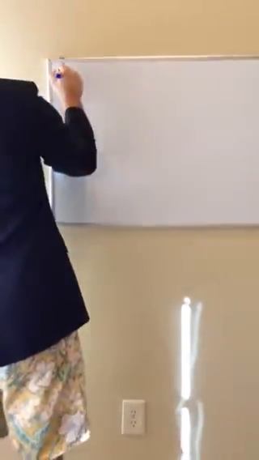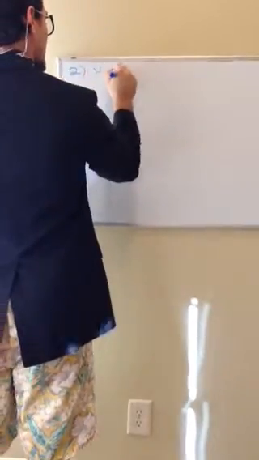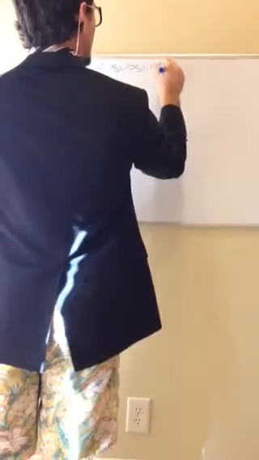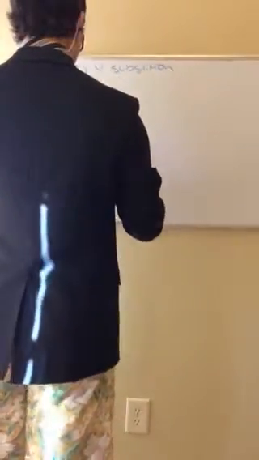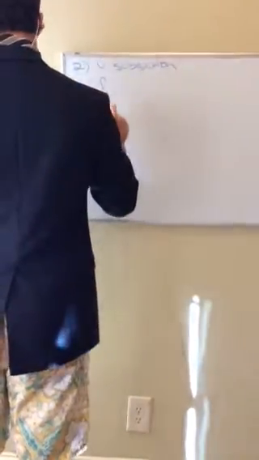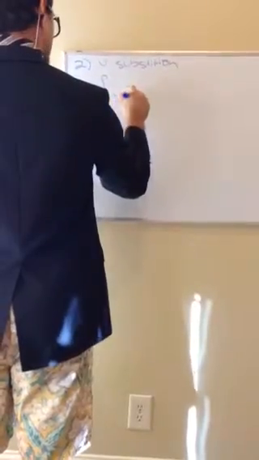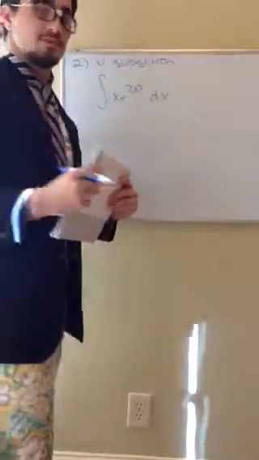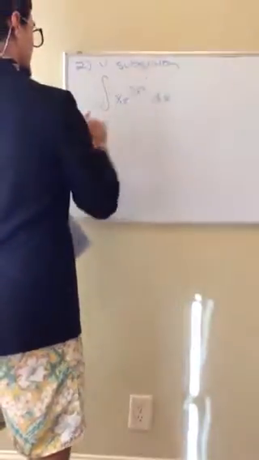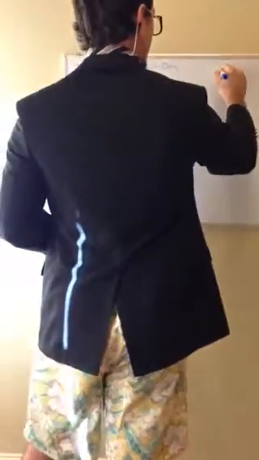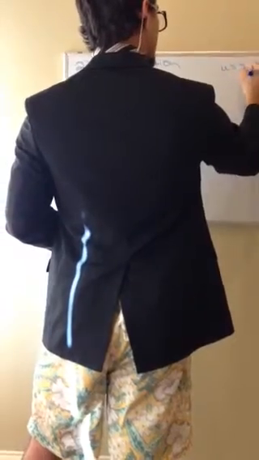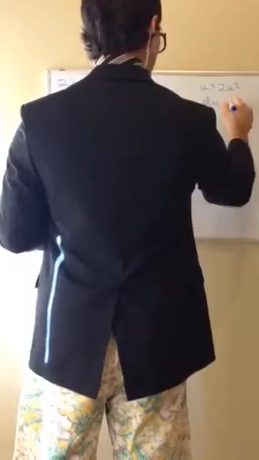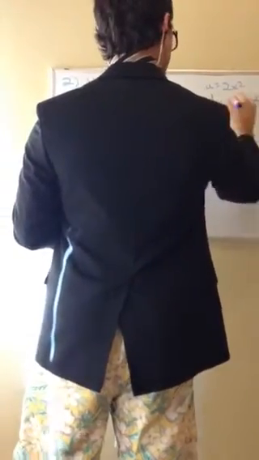Okay, second problem, we will be dealing with u substitution. We have the problem, the integral of x e to the 2x squared dx. Now with u substitution, you want to take the innermost function and make that u. So u will equal 2x squared. And du will equal 4x dx.